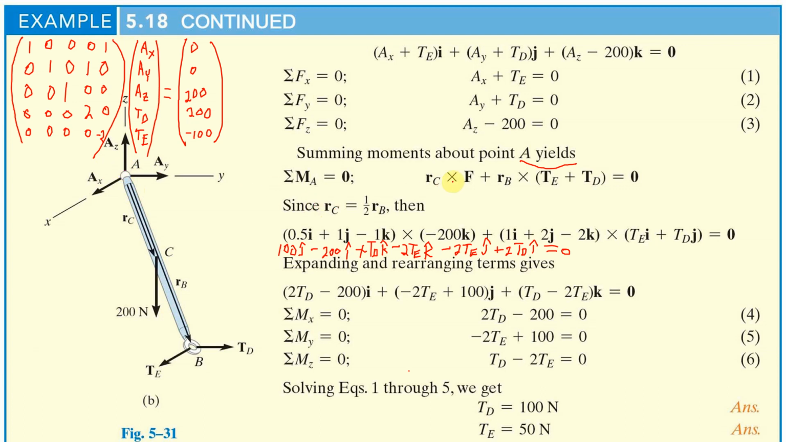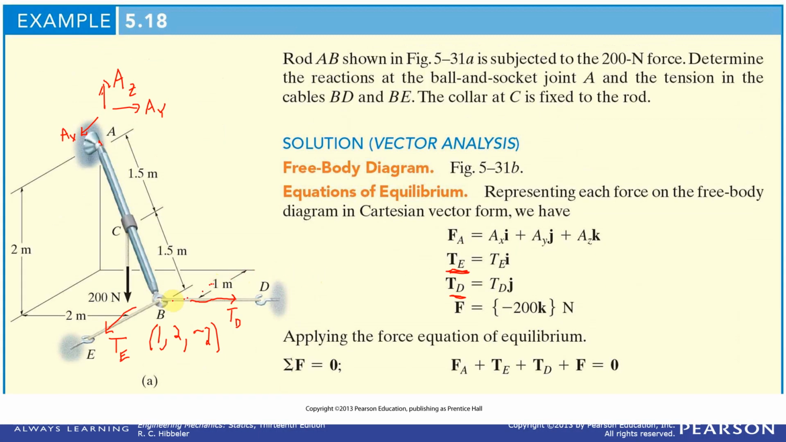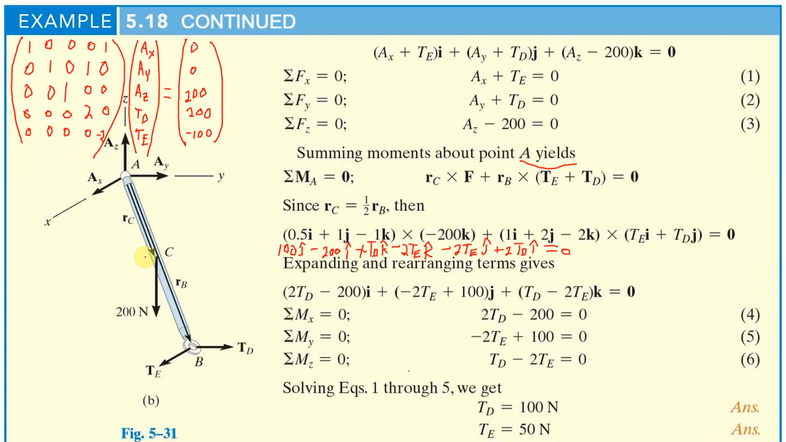So when we expand that out, RC is half of RB. RB is 1, 2, negative 2. Let's go to the previous diagram. So this vector down here is 1 meter in the x, 2 meters in the y, negative 2 meters in the z. So half of that, 1/2, 1, negative 1, I hat, j hat, k hat. I don't know what that flash was. It popped up another program on my computer. Anyway, we're back here.